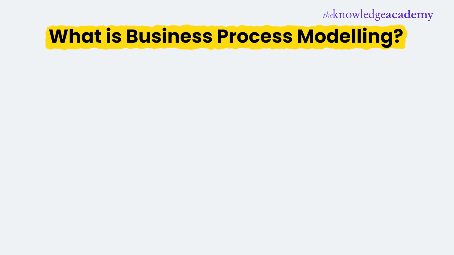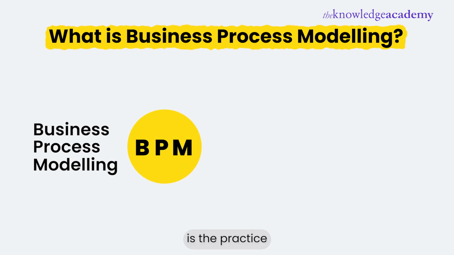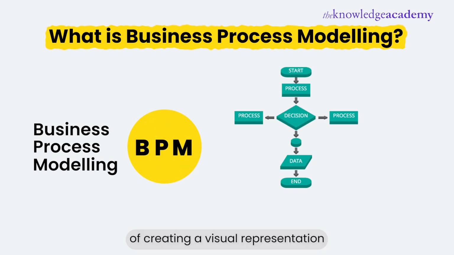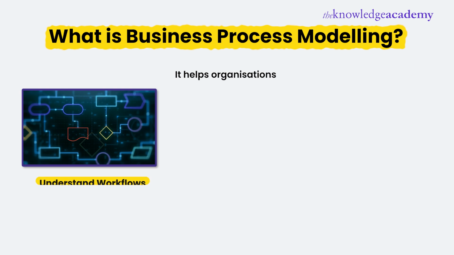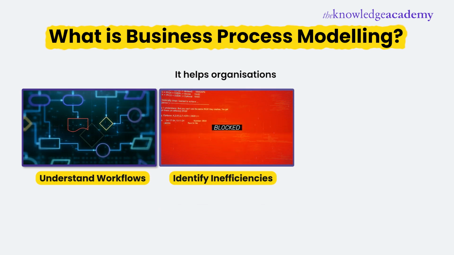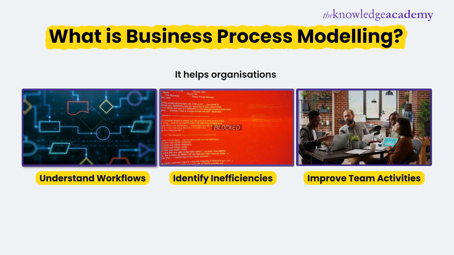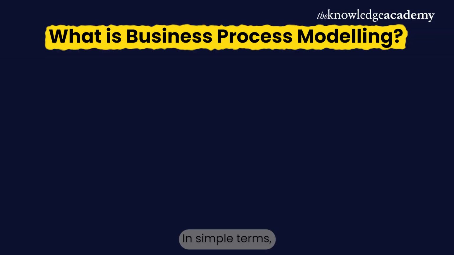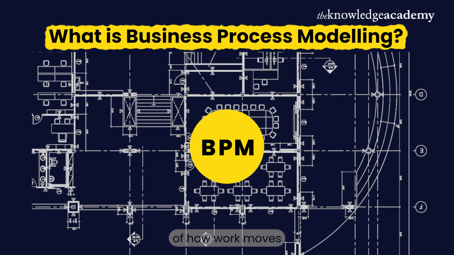What is business process modeling? Business process modeling, often called BPM, is the practice of creating a visual representation of how a business process works from start to finish. It helps organizations understand workflows, identify inefficiencies, and improve the way activities are performed across departments and teams. In simple terms, business process modeling creates a blueprint of how work moves through an organization.